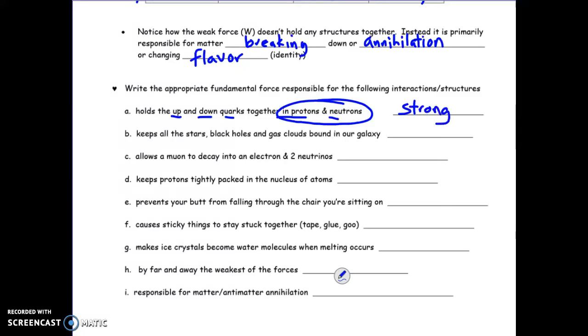Okay, what keeps all stars, black holes, and gas clouds bound in our galaxy so they don't stray off? Of course, that's gravity. What allows a muon to decay into an electron and two neutrinos? The key word is decay. And so if we go back up, we saw that that's what the weak force does. Actually, on the other side of the page, we saw the weak force does that. What keeps protons tightly packed in the nucleus of an atom? Again, there's the nucleus, so it's got to be something at the nuclear level. That's the strong force.